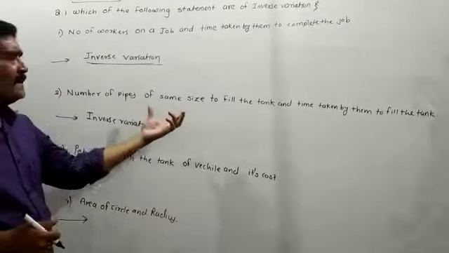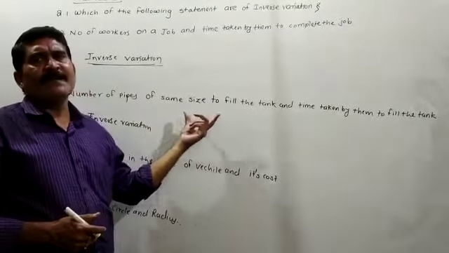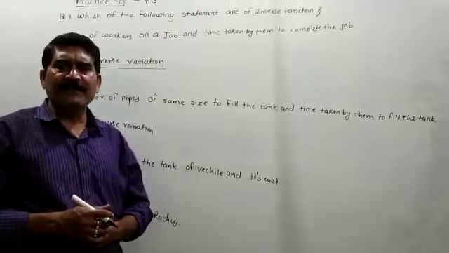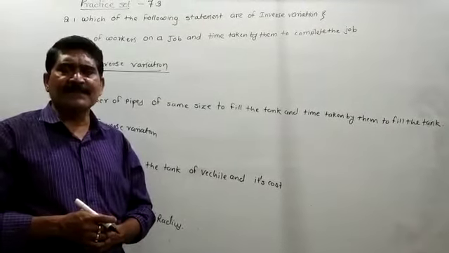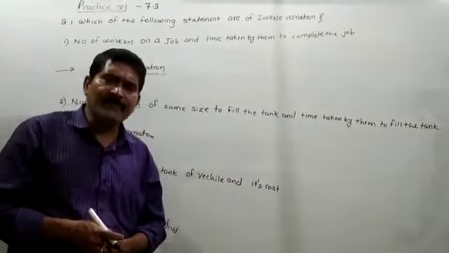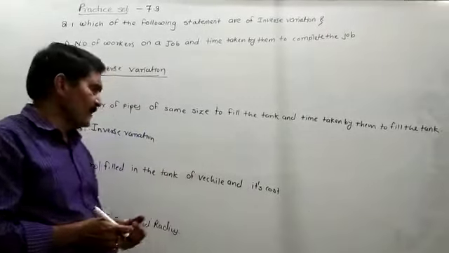Why am I saying this? Because if the number of pipes is more, within a short time that tank will fill. If the number of pipes is less, it requires more time to fill the tank. So this is inverse variation.